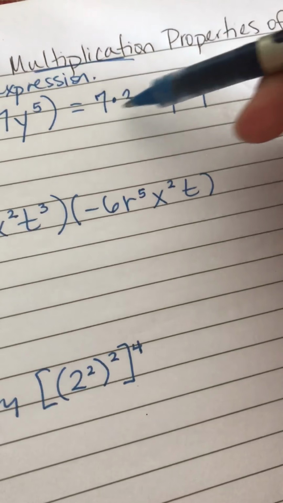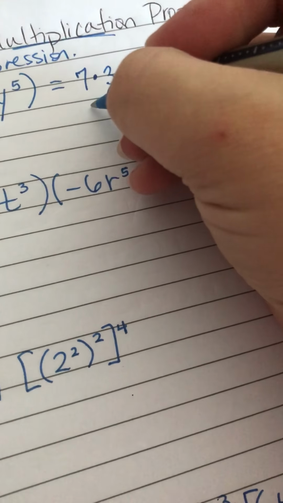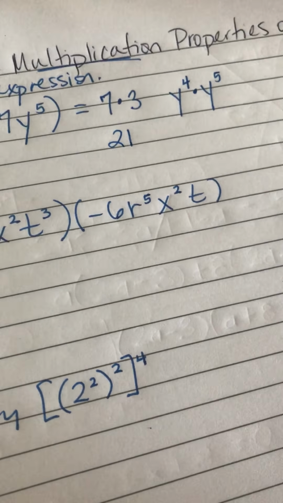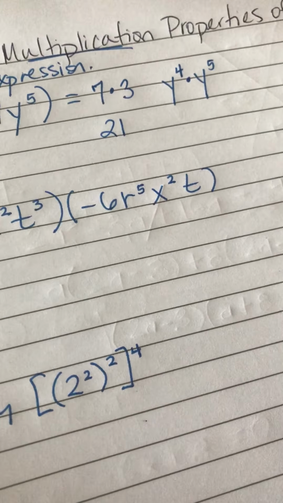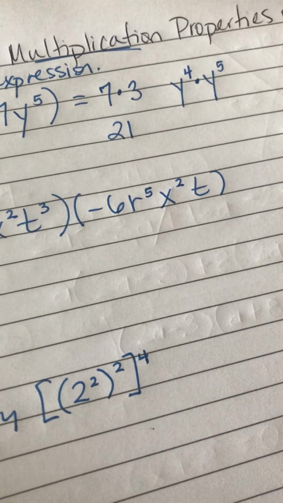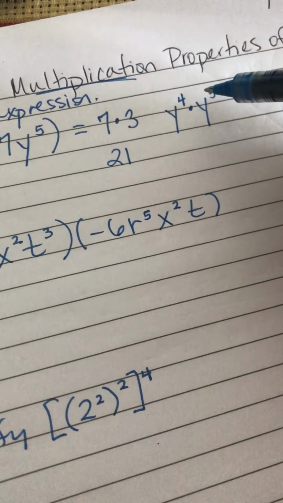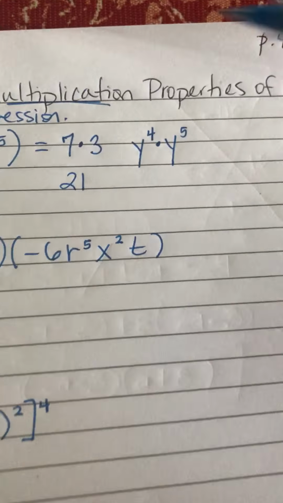All right, so now I can see that this just says 7 times 3. 7 times 3 is 21. So if they're whole numbers, we just multiply, divide, whatever it is that it says. We're doing multiplication, so we multiply. The exponents of the like bases we add.